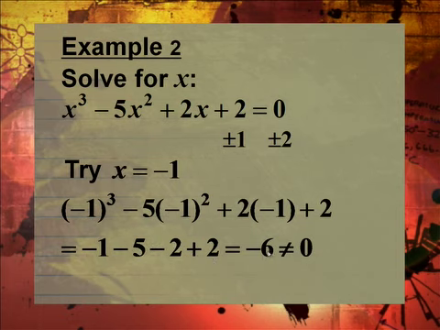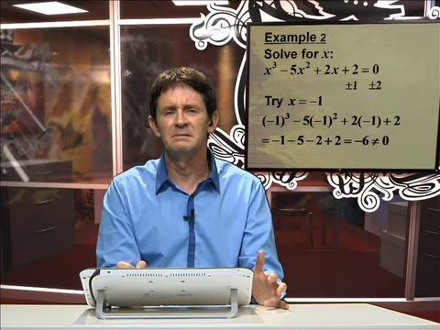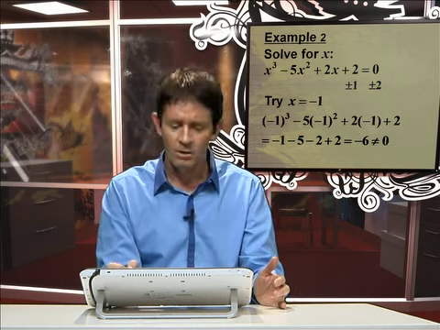Oh, Michael, poor Michael, and me as well. I thought it was -1. It gives me -6. Not naught. Ain't going to work. What else is going to work?